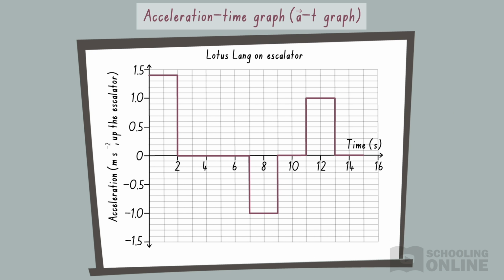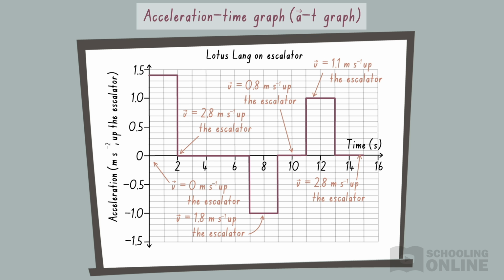To recap, if you have an acceleration time graph and if you know the object's velocity at one point in time, then you can find its velocity at all other points in time.